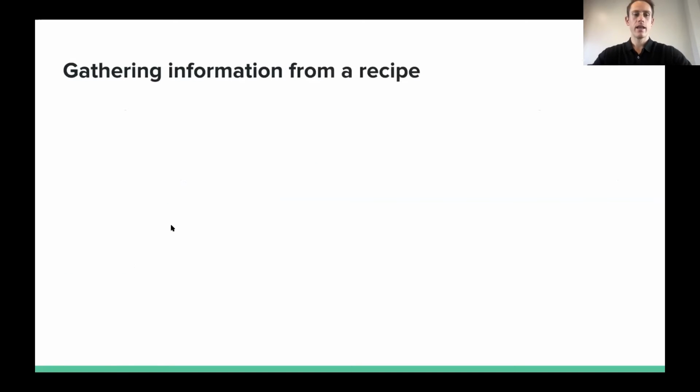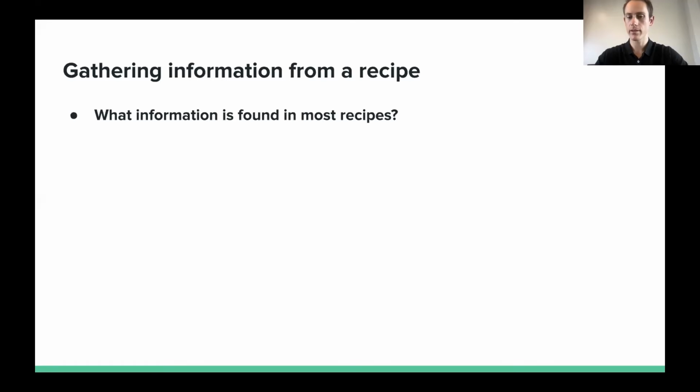All right. Now, one thing I'd like to discuss is how we can use a recipe to help us make our action plans. First off, I want you to think about what information is found in most recipes. Maybe throw that in the chat. What information do you find in most recipes? And if you're not here live with us, think about this as well. Tell your friend or your neighbor if they're close by, what is found in most recipes?